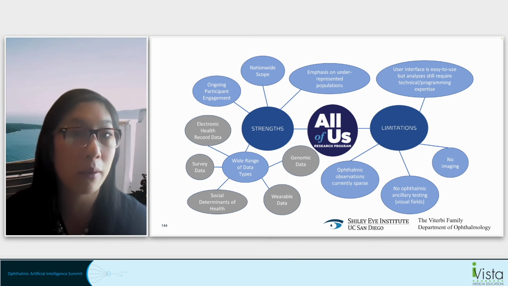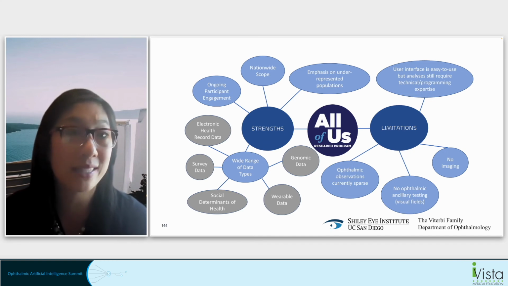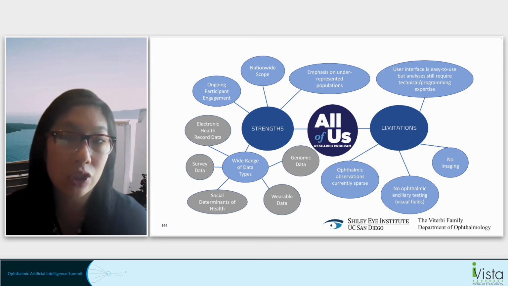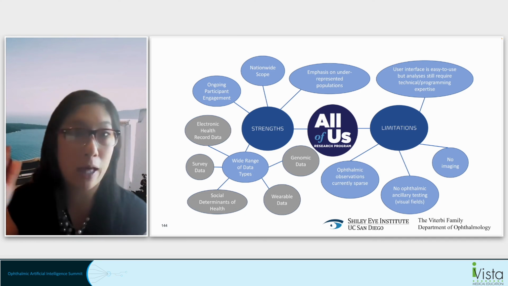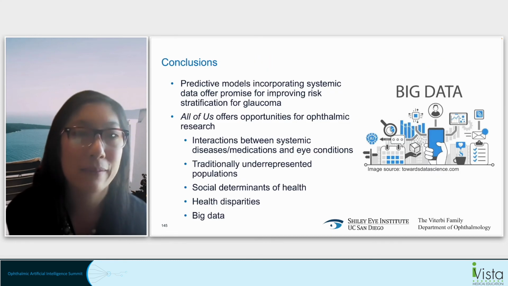In summary, I think there are a lot of strengths to the All of Us database for ophthalmic research. They include a wide range of data types, nationwide scope, and this emphasis on underrepresented populations. But some of the limitations are that there's no imaging, and there's no ophthalmic ancillary testing like visual fields. Right now, the ophthalmic observations are quite sparse. And of course, you still need technical and programming expertise to do the analyses. It's not an auto ML platform quite yet.